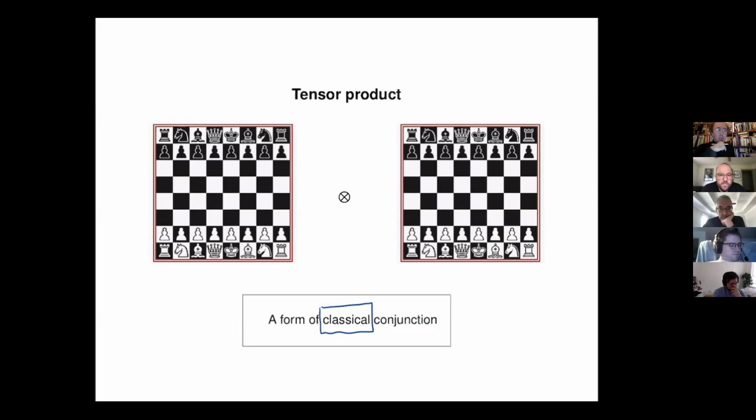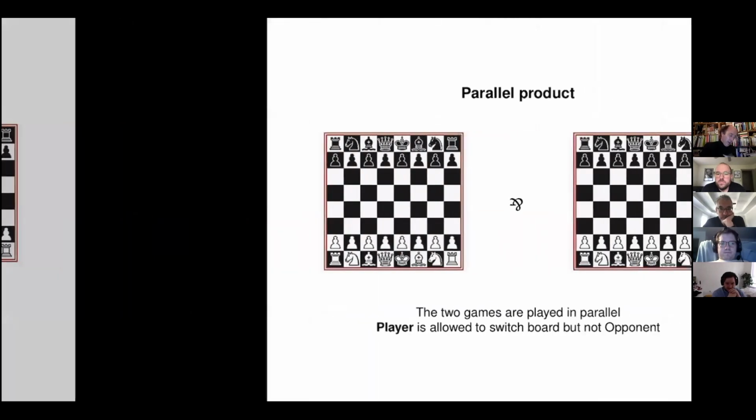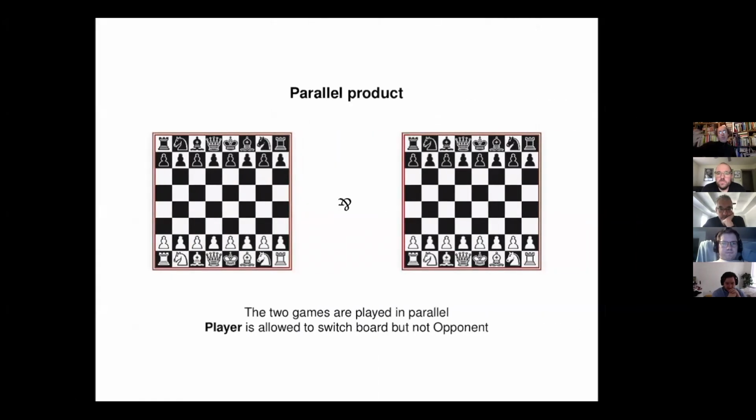Okay, it's not obvious, but the difference with the previous constructors is that here the games are played in parallel. And by the way, I should mention game semantics is very much inspired by concurrency theory. So the plus we saw was really about choice. So the player or the opponent chooses the board, whereas here it's really parallelism. But there are two forms of parallelism. This is the beauty. There is this form of parallelism, but also the dual, where now the player is allowed to switch board, but not the opponent. And so the player has more power here.